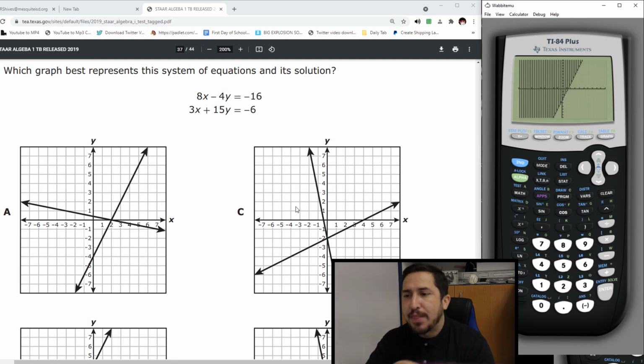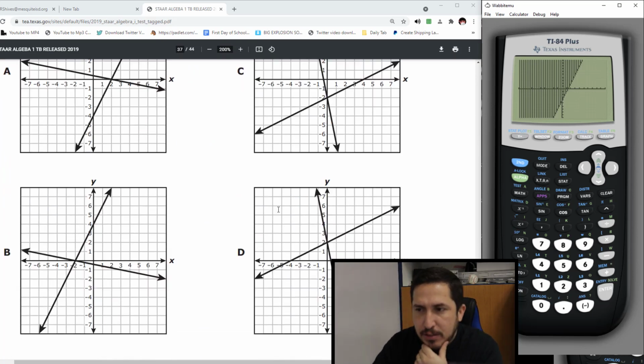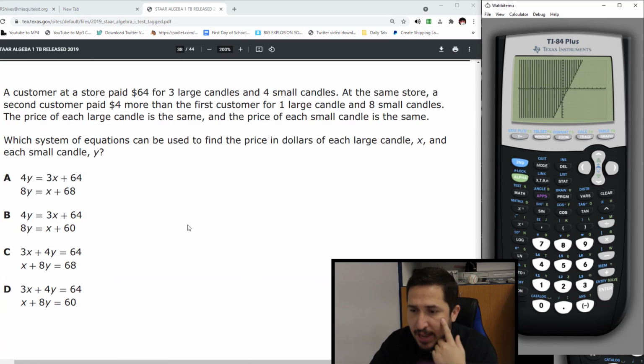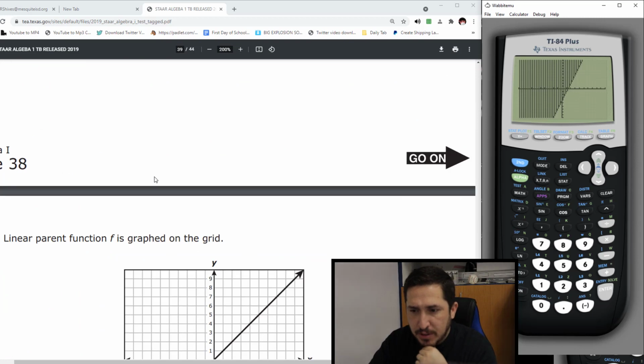This guy, you have to solve for y, then go to the intersection, second trace 5, enter. This one should be easy as well, but you gotta know how to solve for y. If you don't know how to solve for y, it's gonna get you stuck there. Domain and range, you don't need a calculator for that. Read the word problem, should be great.